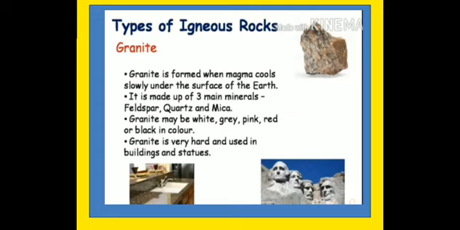Now let us see different types of igneous rocks. First one is granite. Granite is formed when magma cools slowly under the surface of the earth. It is very hard. Granite is made up of three main minerals. They are feldspar, quartz and mica. Depending upon the minerals it contains, granite may vary in color like white, grey, red, pink and black. Granite is very hard and used in buildings and steel.